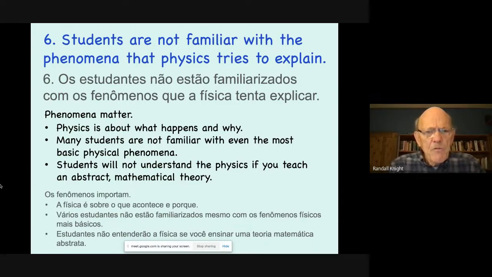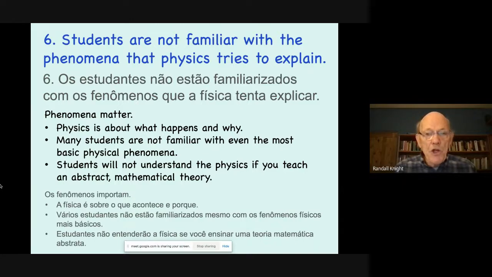And it turns out with mechanics, it's not too bad. Students have already spent their life until they get to the university moving objects, moving their own bodies. They have lots and lots of misconceptions, but at least they know the phenomena. They understand that we're trying to come up with an explanation of the connection between force and motion. But when you go beyond mechanics, students' knowledge or familiarity with even the most basic phenomena is very, very poor.